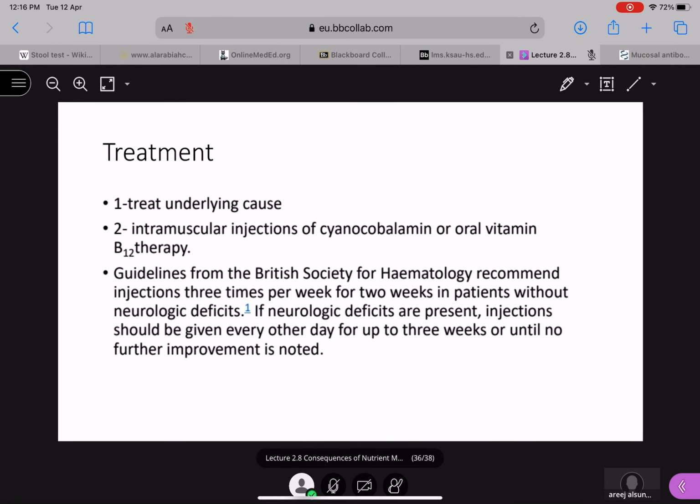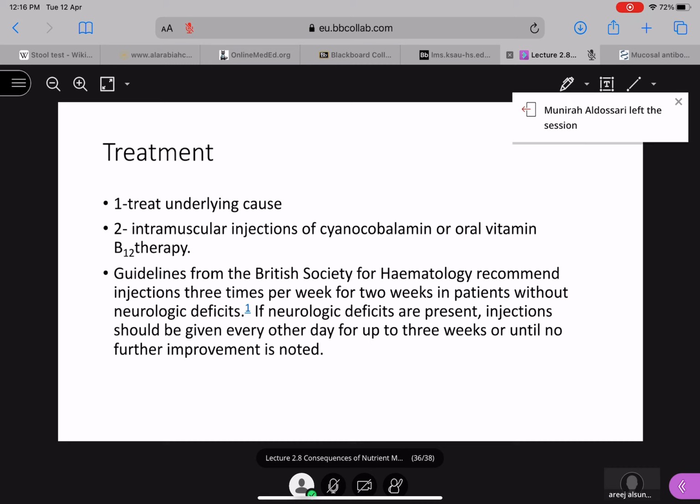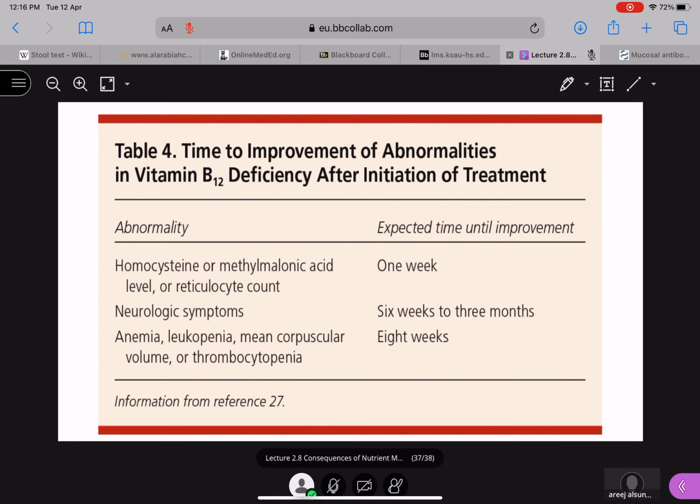How do we treat B12 deficiency? Again, we treat the underlying cause the same as the others. We give intramuscular injection of hydroxocobalamin or cyanocobalamin, or oral vitamin B12 therapy. The British Society guidelines recommend injection 3 times per week for 2 weeks in the patient without neurological deficiency. If the patient has a neurological deficiency, then the injection needs to be given every other day.